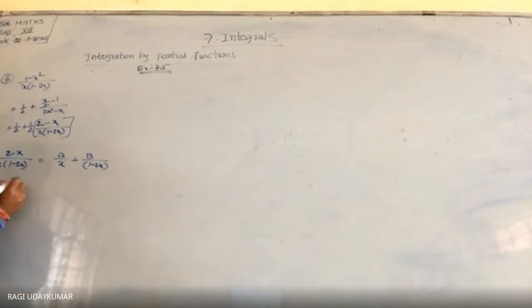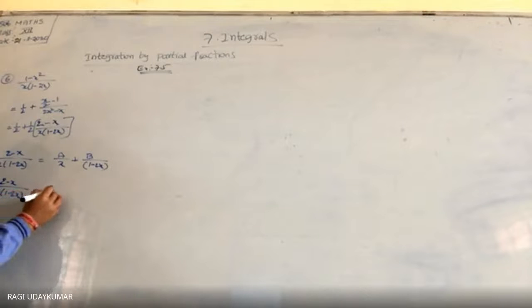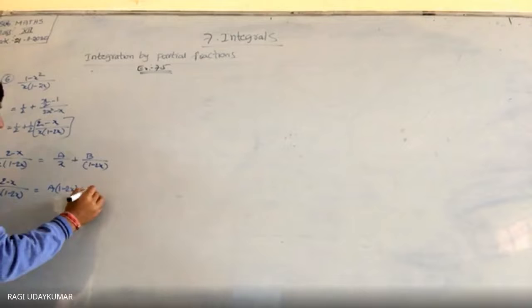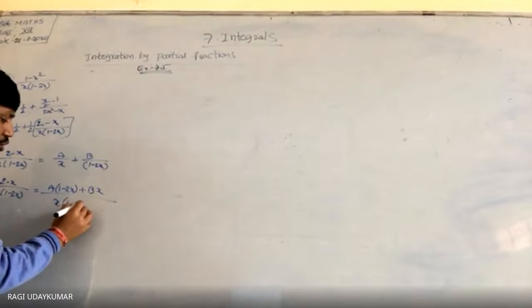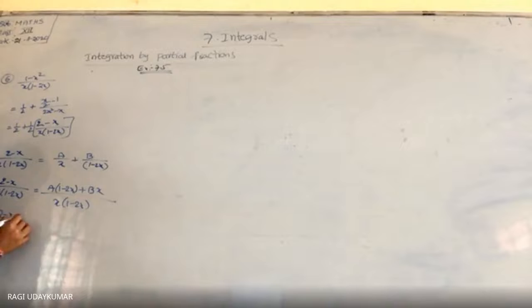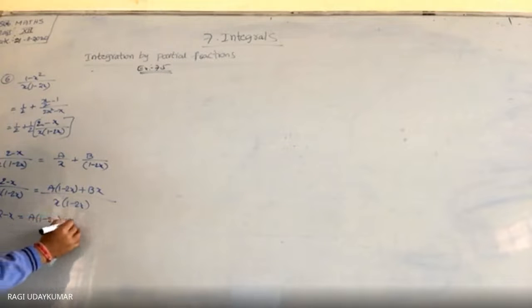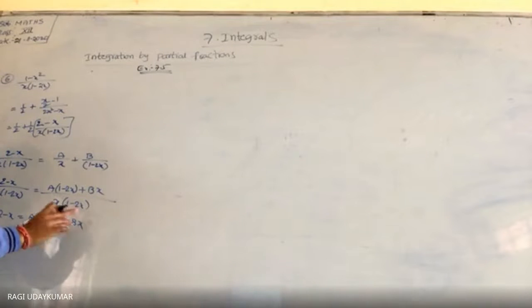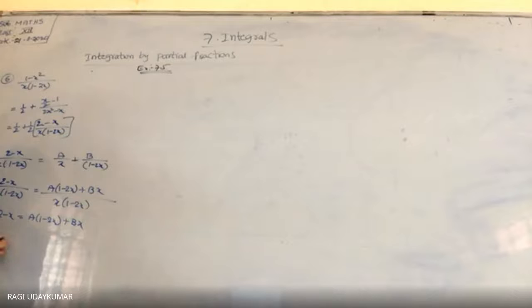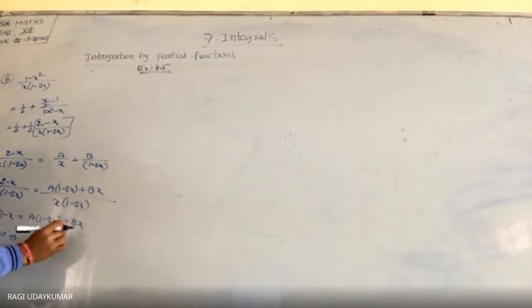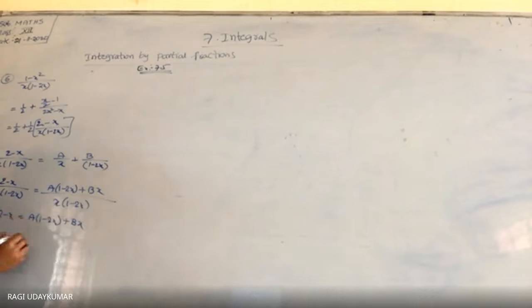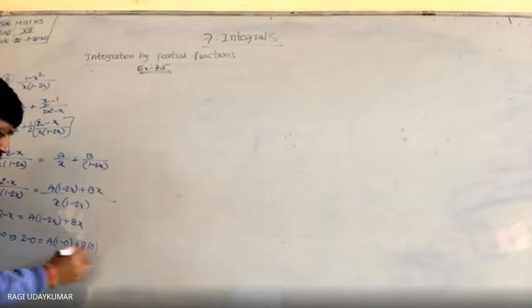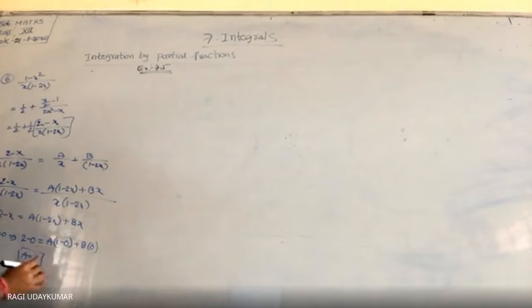सो नाउ हियर व्हाट यू कैन राइट 2 minus x by x into 1. Okay, let us do it like this only. A into 1 minus 2x plus b into x by x into 1 minus 2x. So from this you can write 2 minus x is equals to a into 1 minus 2x plus bx. So now if you want a value, b का कोएफिशिएंट क्या है? x equal to 0 ले लो. Substitute x is equals to 0. So I am taking x equal to 0. So 2 minus 0 is equals to a into 1 minus 0 plus b into 0. So we are going to get a is equals to 2.